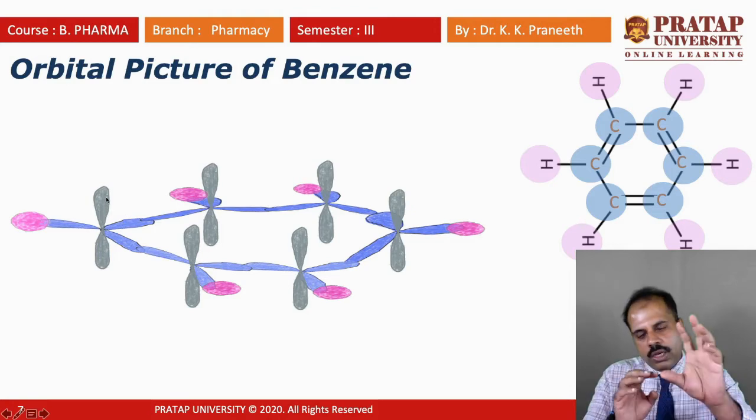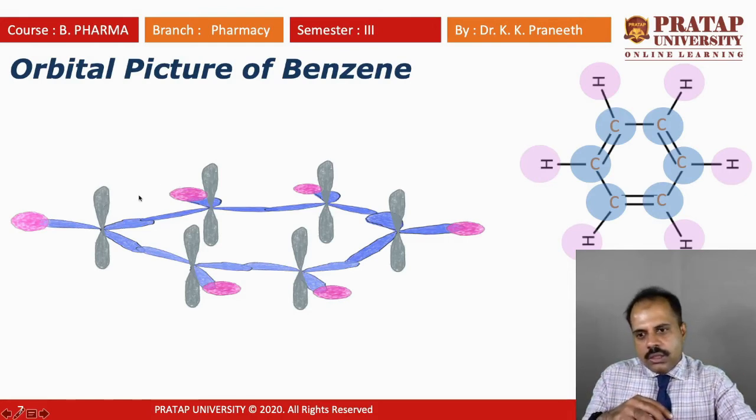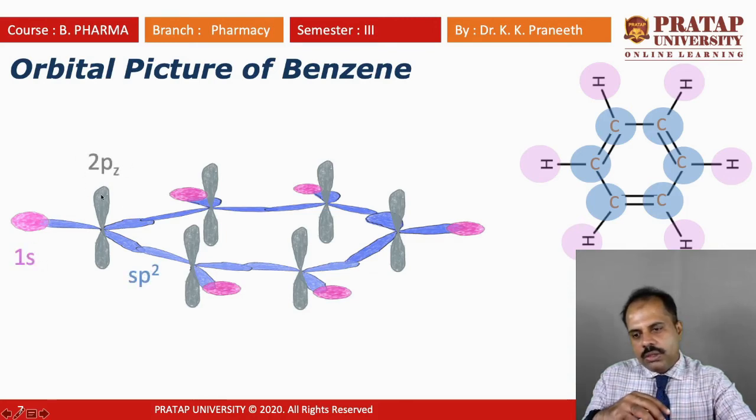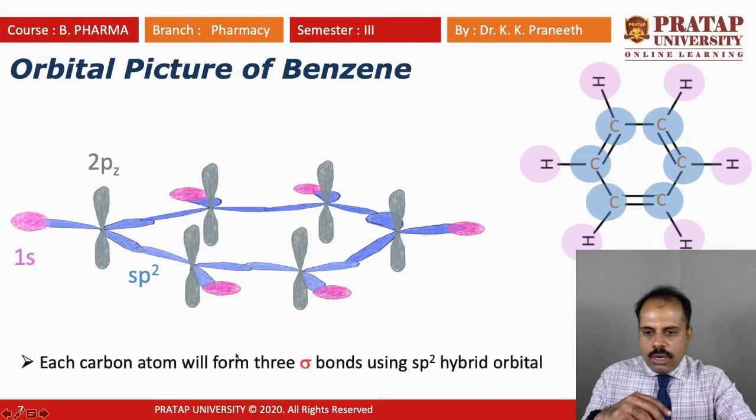These electrons are moving particles, so they can move between the two lobes, like the positive lobe and negative lobe. So if the electrons are present here and if these electrons are present here, they can overlap, they can interact, right? So this is the 2pz orbital shown in the gray, sp2 orbital, and 1s orbital shown in the pink. Each carbon atom will form 3 sigma bonds using the sp2 hybrid orbitals. This I have already mentioned in this lecture.